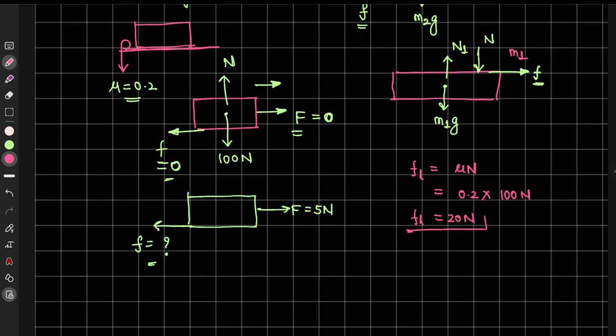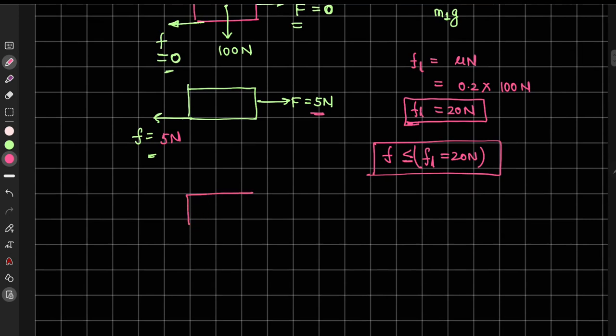If the limiting friction is 20 Newton, then the friction acting here should be less than or equal to the limiting friction, which is 20 Newton. So the friction cannot be more than 20 Newton. It will be a maximum of 20 Newton, but if we are applying a force that is less than the limiting friction, then the friction will also be equal to this particular force only. That means if we are applying 5 Newton here, then the friction force will be 5 Newton.